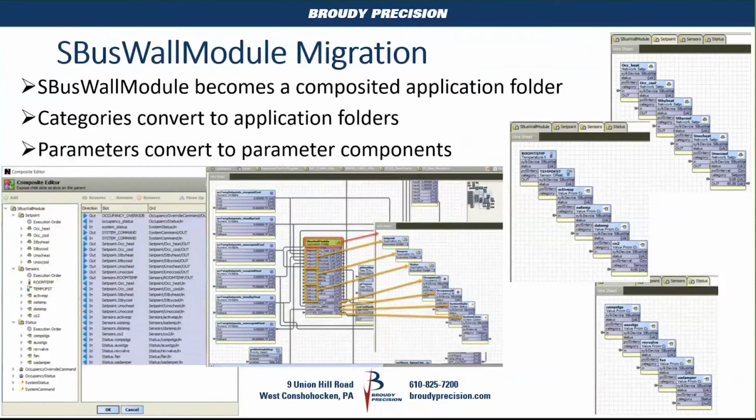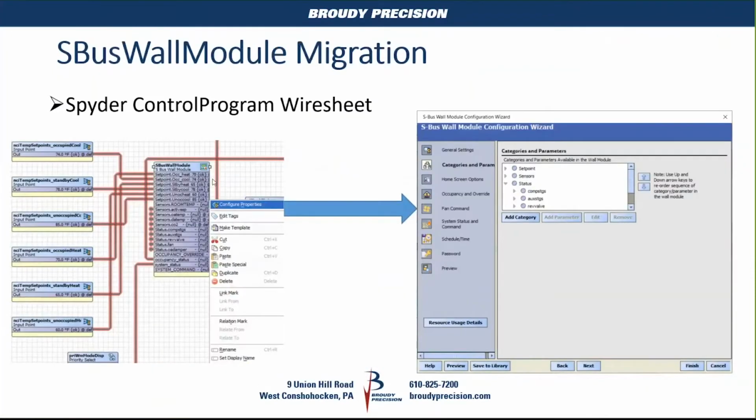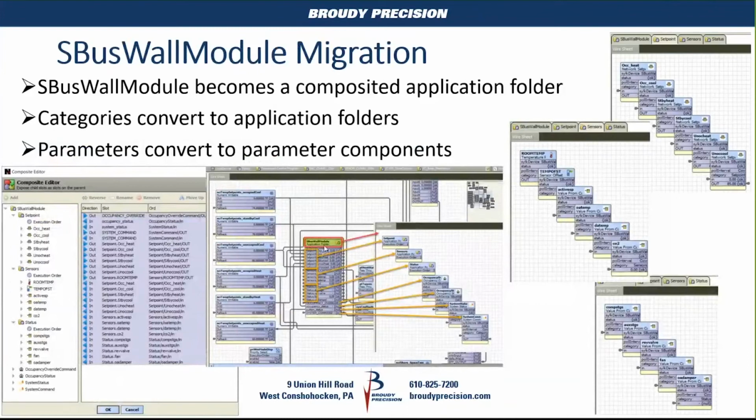In the CIPer 30, when they get converted, basically what happens is, if we go back, this component here of the SBus wall module, again, these are just slots as part of this component. What happens is a folder gets created, another application folder, and it's named the same. It's named SBus Wall Module. And each of the slots that are shown here is actually a composited folder. So if we look at the compositing of this folder, you'll see over here that each one of these is a point within a folder or within the SBus Wall module itself.